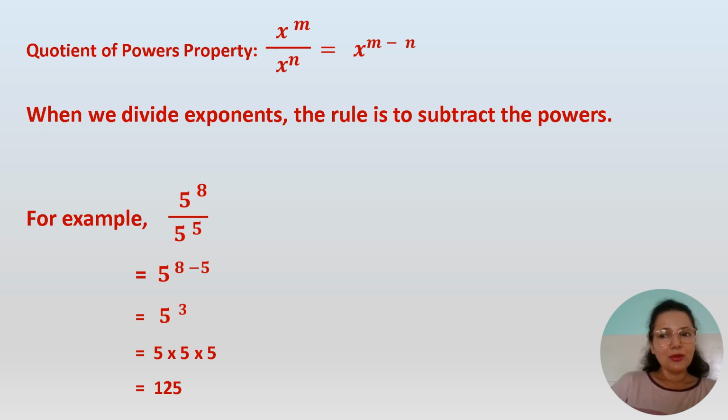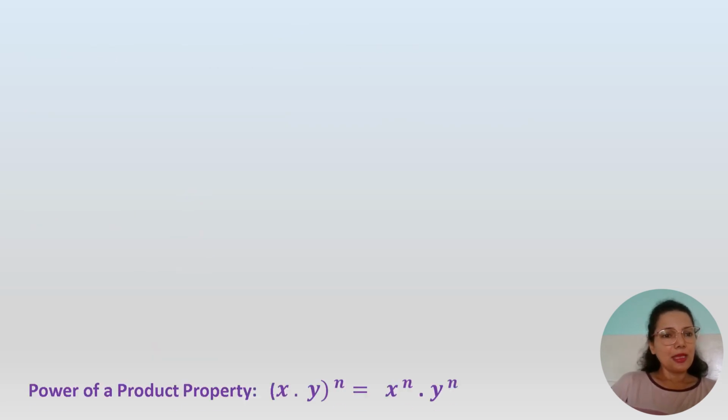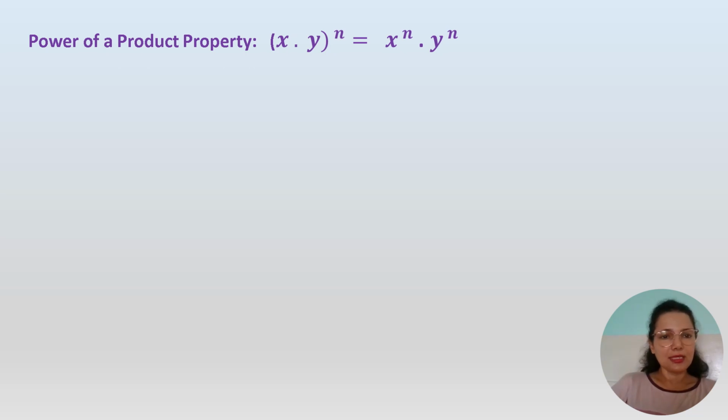Right. Now we are going to do the power of a product. Now you know that product means to multiply. Now, in the previous examples, we always used the same base. But now we are using two different base numbers. So we are saying x times y in brackets to the power n. Now that is very simple. We use the distributive property. So we say x to the power n times y to the power n.